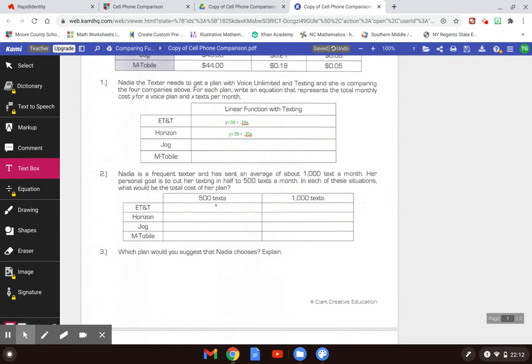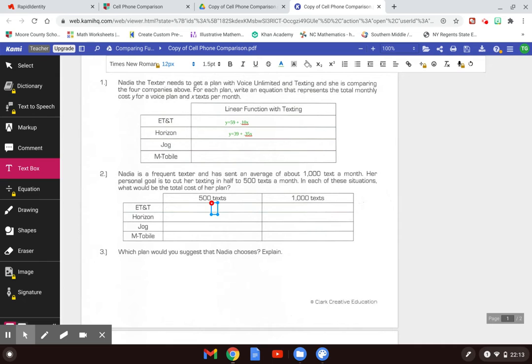Okay? So then I come down here to this table, and it says Nadia is a frequent texter and has sent an average of about 1,000 texts a month. Her personal goal is to cut her texting in half, to 500 texts a month. In each of these situations, what would be the total cost of her plan?